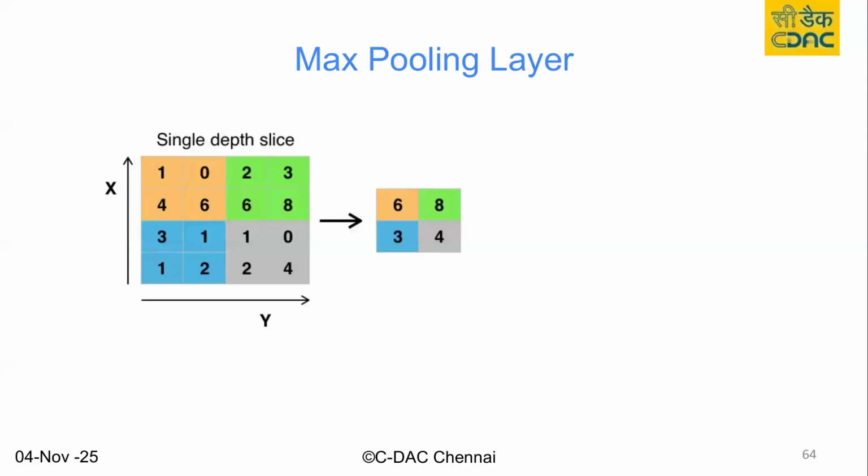So I said a convolutional neural network has a convolution layer, a max pooling layer, and a normalization layer. The second layer is the max pooling layer. What the max pooling operation does is, out of every 2 cross 2 block of the input matrix, I'll select the largest value. So here I have 1, 0, 4, 6. Out of that, 6 is the largest value.